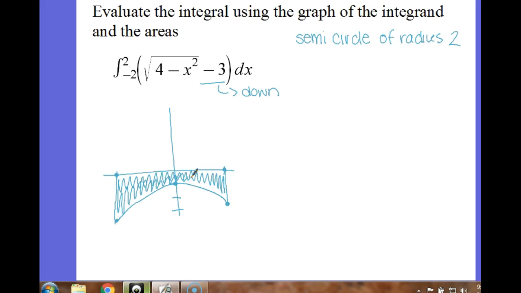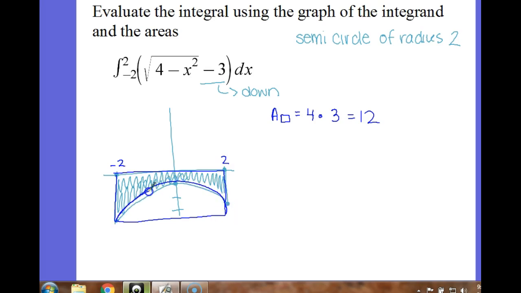So what we're going to do for geometric purposes is we have to find the area of the rectangle. So this is from -2 to 2, good. So that means that this has a width of 4 and a height of 3, restricted down 3. So the area of the rectangle is 12.